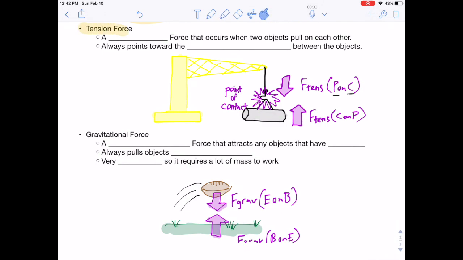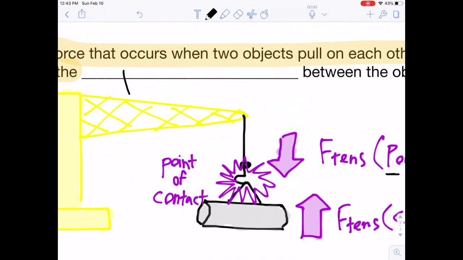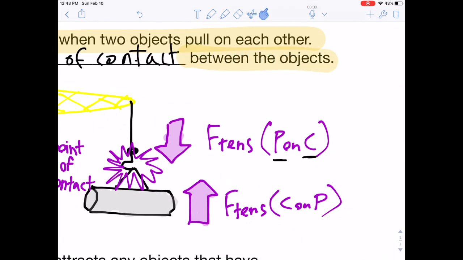Tension force. A contact force. Tension force is a contact force that occurs when two objects pull on each other. Think of a string or a rope or a chain. You can pull on an object and there's going to be a force transmitted through that chain or rope or string. And it always points towards the point of contact between the objects.